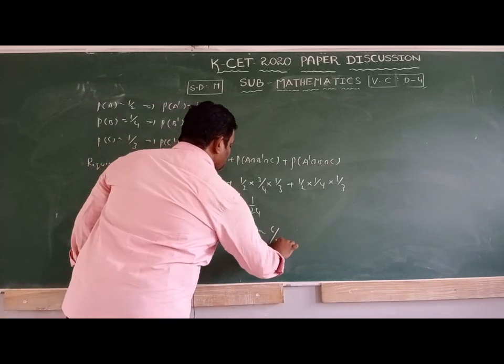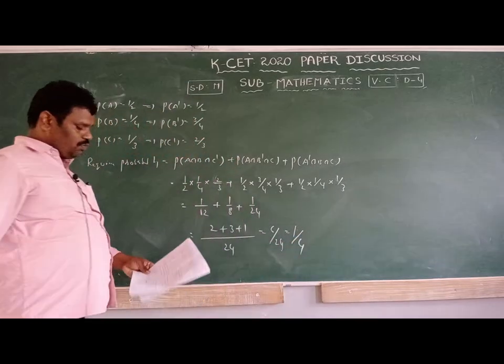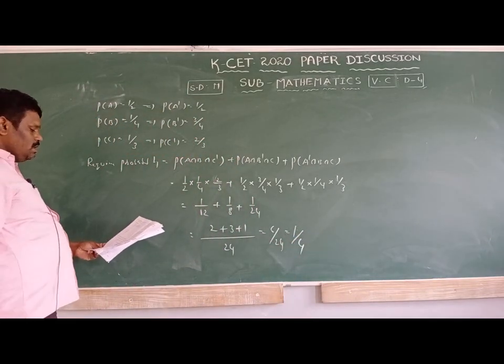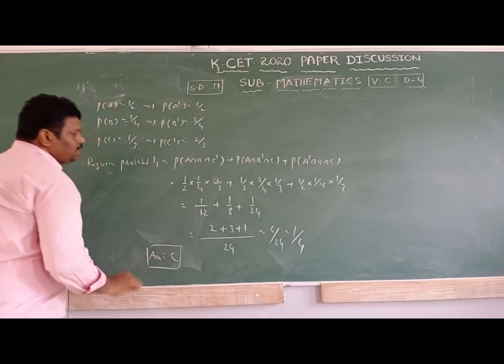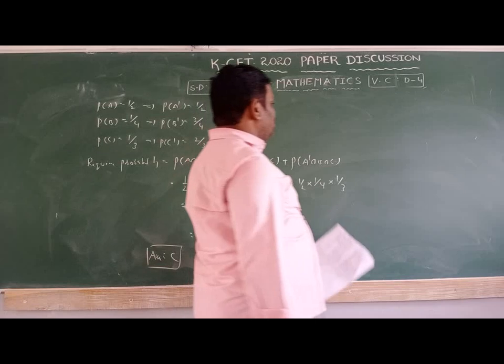So 6 by 24, that is equal to 1 by 4 value. So the answer is C. Option C is correct. So next one, the 24th question is given.